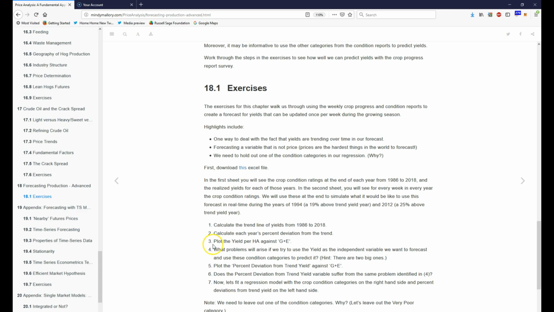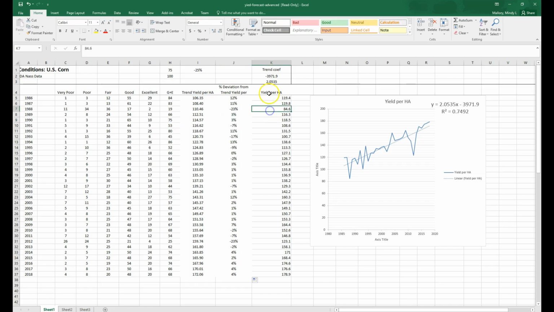So we're going to go over there and plot yield per harvested acre against what is in the good plus excellent category. And as we do that, we're going to think about what problems arise if we try to use the yield as an independent variable instead of those percent deviations. So let's talk about that. All right, so let's add yield per harvested acre against good plus excellent.